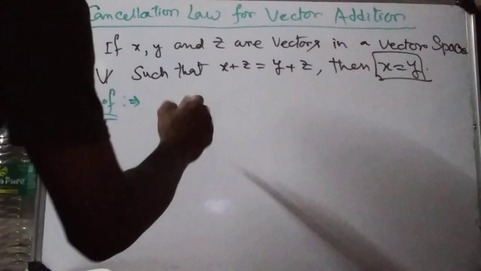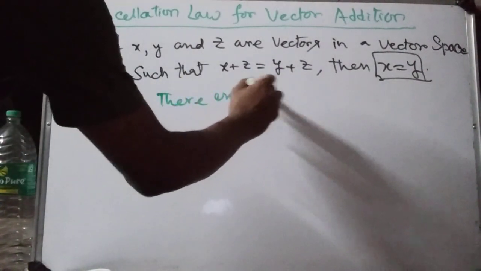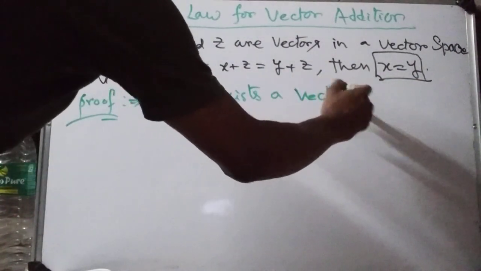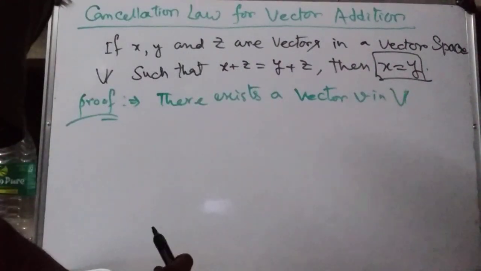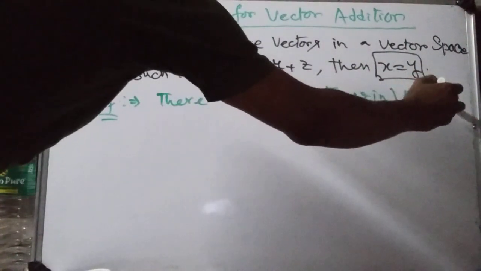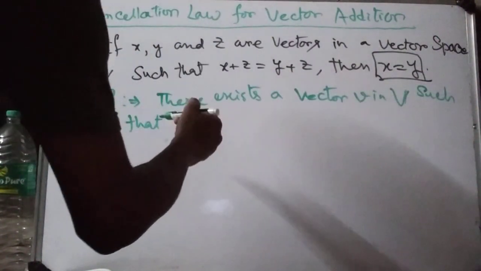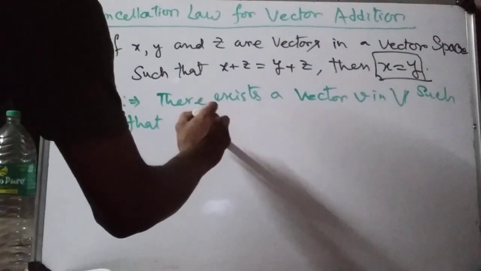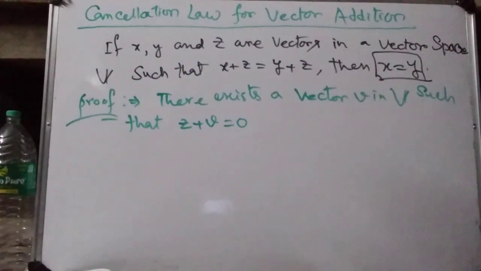There exists a vector v in V such that z plus v equals 0.